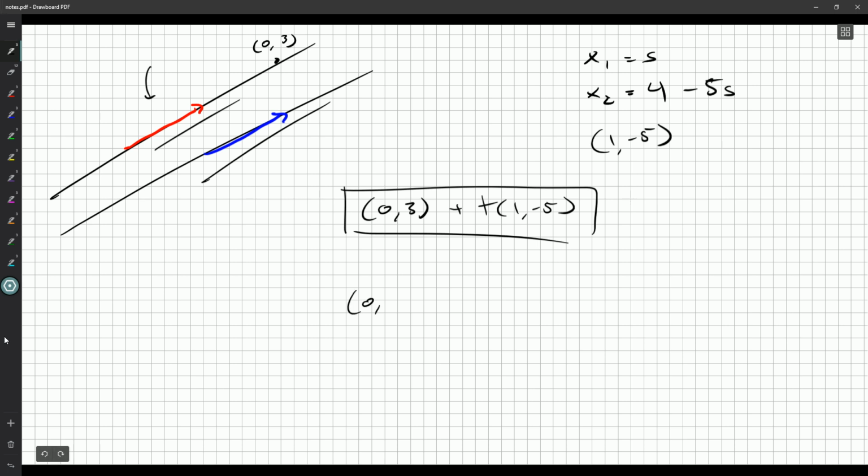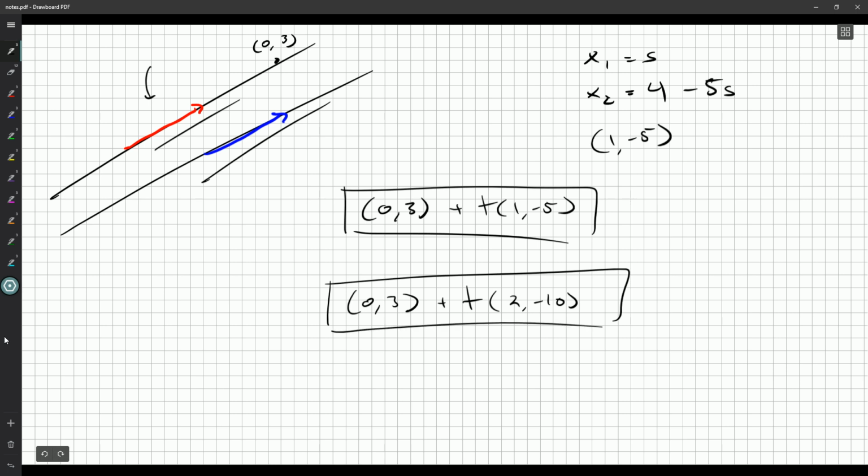So here's another answer. It still means the exact same line, but maybe 2, -10. Right? That's a perfectly acceptable answer. Right? It doesn't have to just be this vector here. So when you're doing, say, a multiple choice question, and you get your answer, but you don't see the 1, -5, look for scalar multiples.